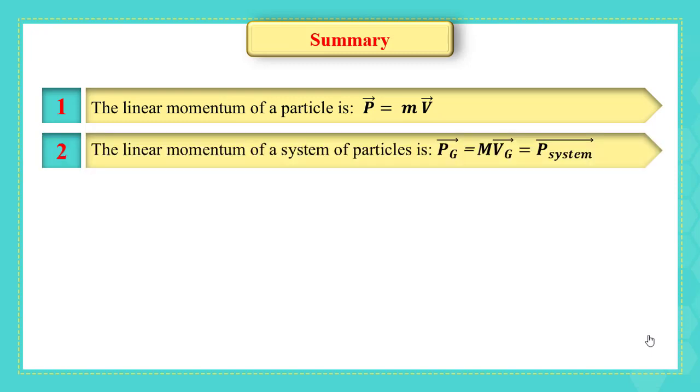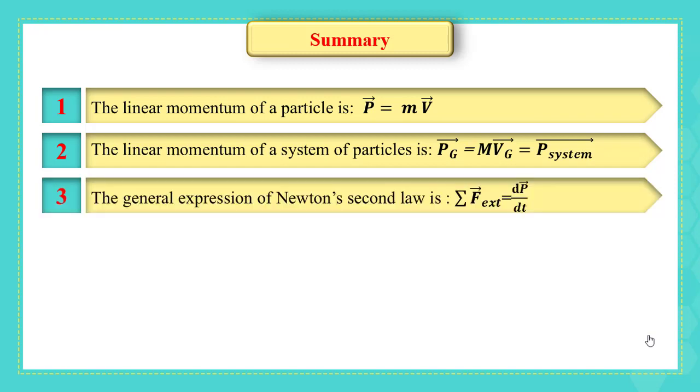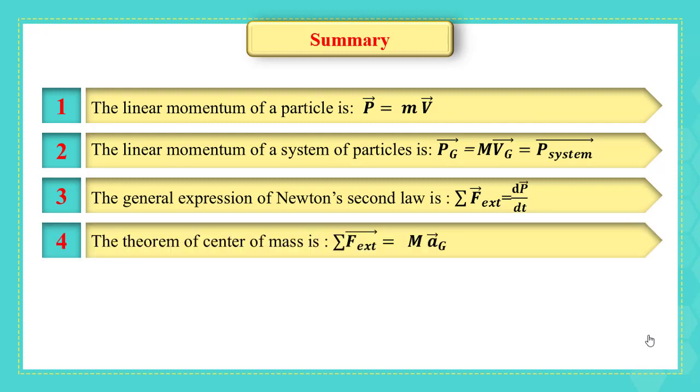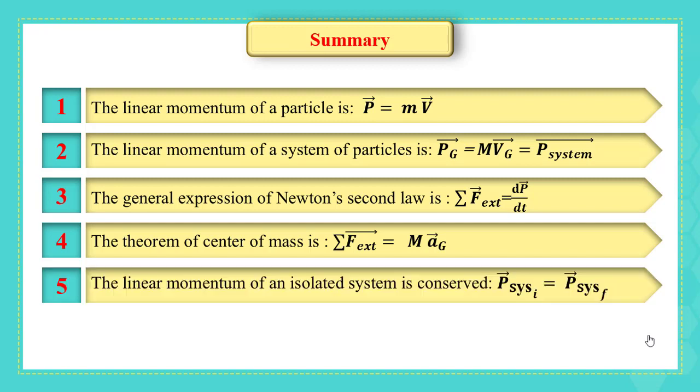To sum up, the linear momentum is given by P equals mass times V. If it's for a system, then P G equals m vG vector, which equals the P vector of the system. The general expression of Newton's second law is the sum of F external vector equals dP vector by dt. The theorem of center of mass is the sum of F external vector equals m a vector G. And finally, the linear momentum of an isolated system is conserved. Then P vector of the system initial equals the P vector of the system final.